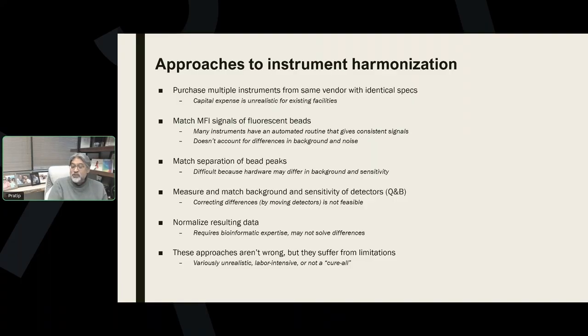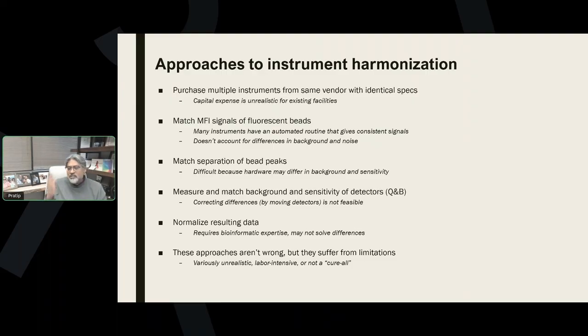Another approach is that we can just forget about harmonizing the instruments and normalize the resulting data. And so that's also an approach that we can try to use. We can try to normalize background levels and normalize signals using bioinformatics, but that often requires bioinformatic expertise, and the algorithms that can be used differ. You have to make sure you're evaluating them, and it ultimately may not solve dramatic differences, and it seems really risky to do that after the fact and not really set up your instruments carefully.